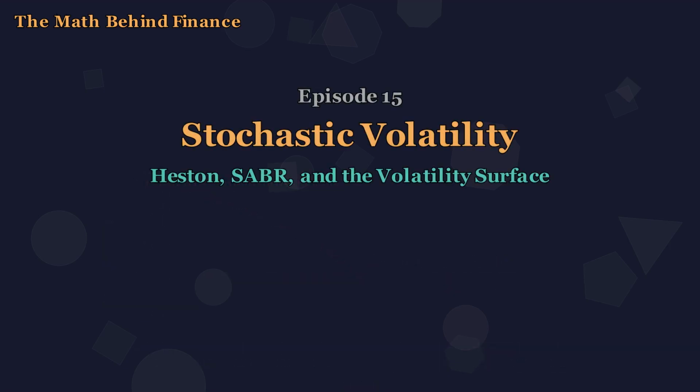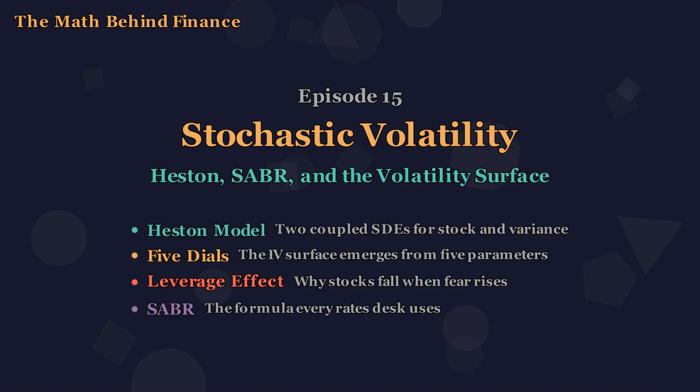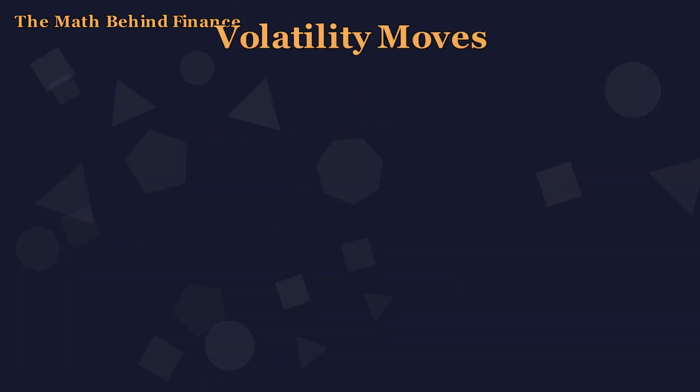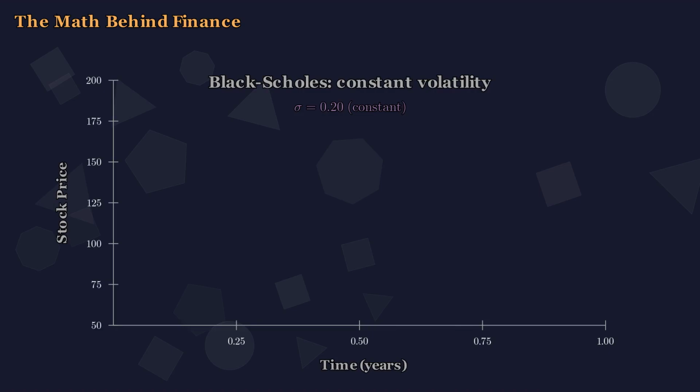Episode 15, Stochastic Volatility. We will build the Heston model, where volatility itself is a random process governed by its own stochastic differential equation. We will discover that just 5 parameters control the entire shape of the implied volatility surface. We will visualize the leverage effect, the mathematical reason why fear and falling prices move together. And we will meet SABR, the formula that every interest rate trading desk on Earth uses to manage smile risk. Let us begin. Let us see what constant volatility looks like in practice.